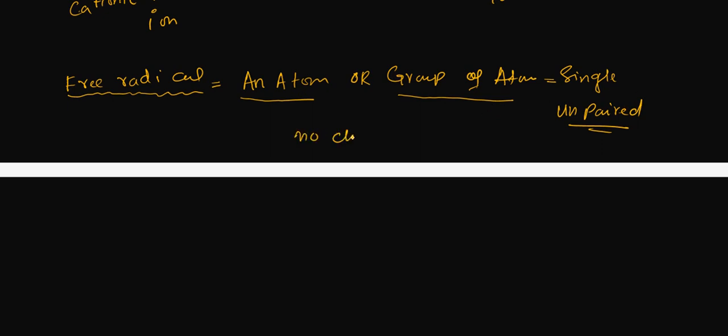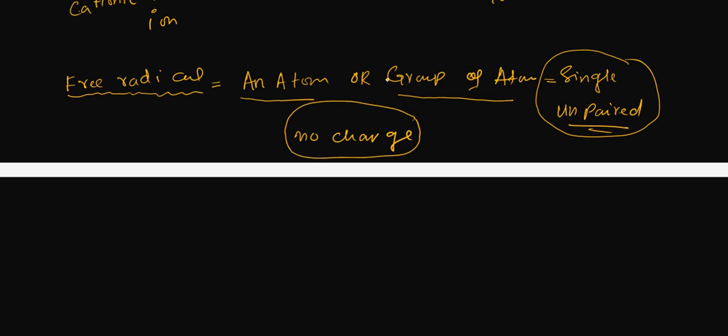When an atom or group of atoms becomes a free radical, it has two conditions. The first condition is that it has a single unpaired electron, and it has no charge. If it has a charge, then if it is an atom it becomes an ion, and if it is a group of atoms it becomes a molecular ion. While when it has a single unpaired electron and no charge, it is called a free radical. We will clarify it by taking some examples.